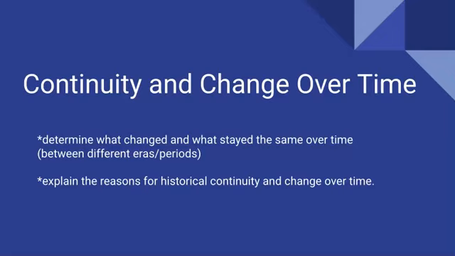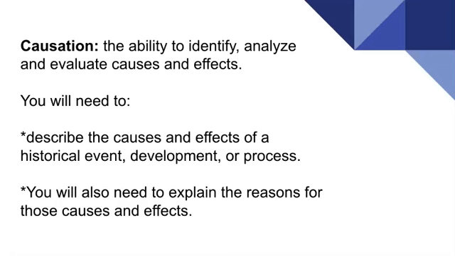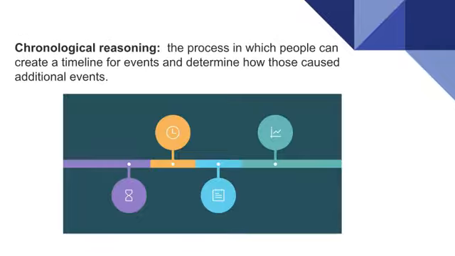Continuity and change over time means that we have to determine what changed and what stayed the same over time between different eras or periods. We have to explain the reasons for that historical continuity and change also. Causation is the ability to identify, analyze, and evaluate causes and effects. You'll need to be able to describe the causes and effects of a historical event, development, or process, and also to explain the reasons for those causes and effects.